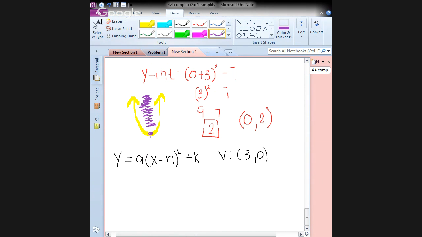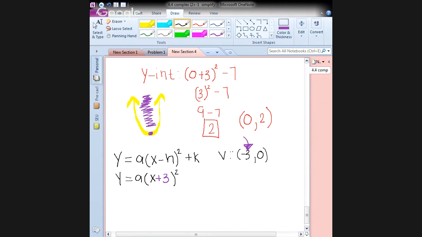I'm going to replace my h and my k, so I'm going to rewrite this equation. y is equal to a times (x ...) squared. Remember that when I'm plugging my h into my formula from the vertex, it's opposite. So it's actually going to be a +3. Then I have my k, which is +0. I really don't need to write that, because adding nothing is not going to do anything to my formula.